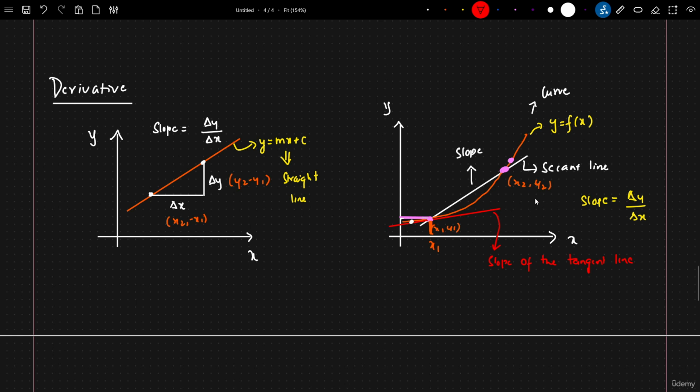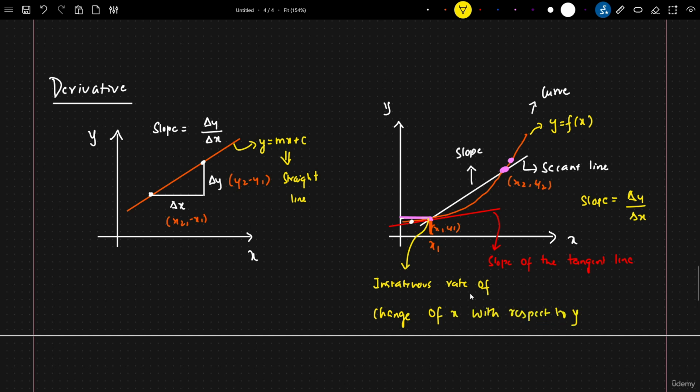Because when we draw a tangent line which is passing through this particular point, through this particular coordinate of x1, then obviously you can calculate the slope of this. And once you calculate the slope of this, which is passing through this particular point, then you can showcase what is the instantaneous rate of change of x with respect to y.